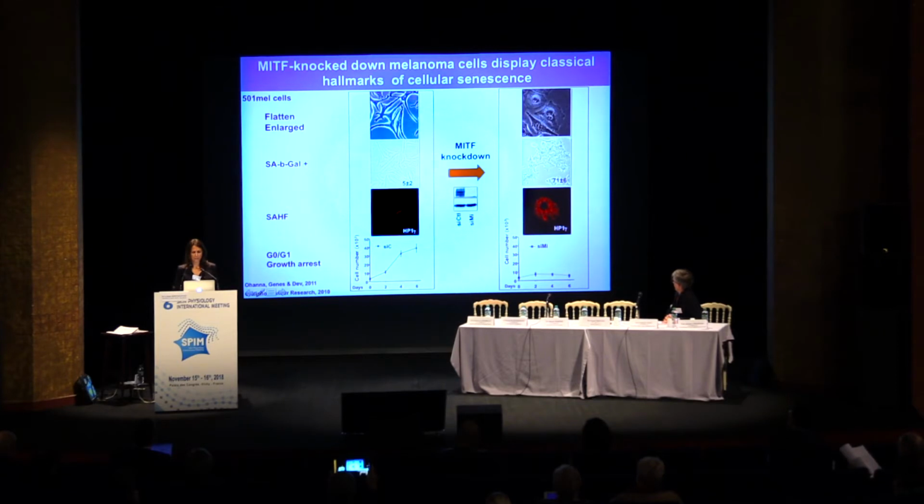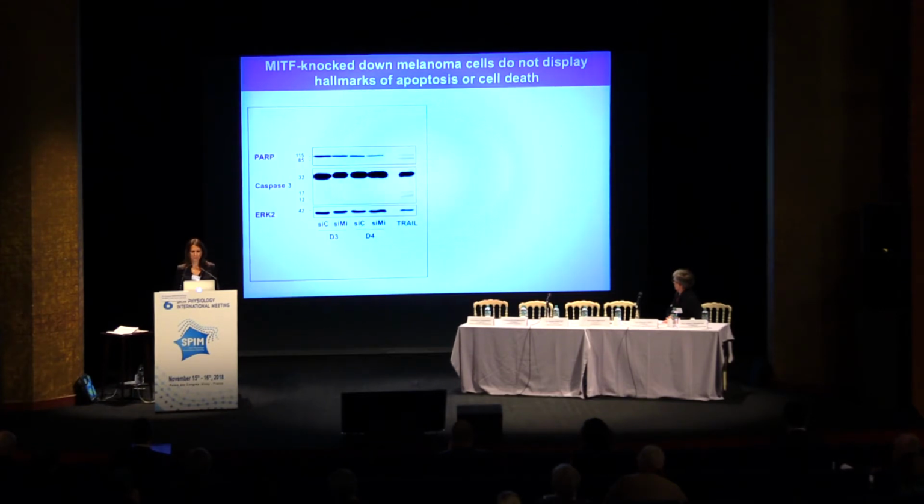What you can appreciate in these pictures is that in response to MITF knockdown, cells become flattened and enlarged. They display this typical blue staining that reflects the senescence activity. They also show these dots of heterochromatin protein 1 gamma, and this is the formation of senescence-associated heterochromatin foci. Compared to control cells that proliferate over time until 6 days, here the curve is flat, so MITF knockdown cells stop proliferating, and they are actually arrested in a G0/G1 phase. We also assessed the induction of apoptosis or cell death.